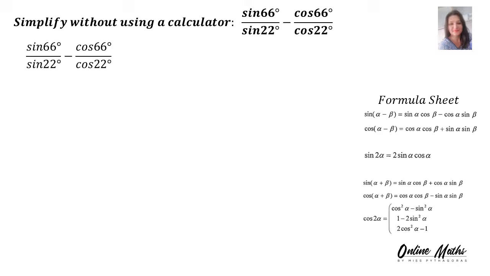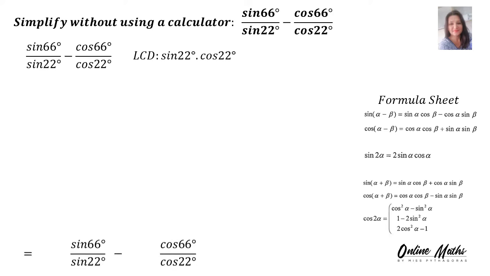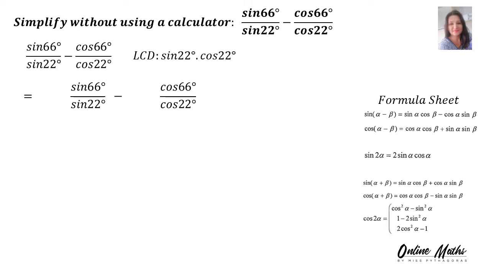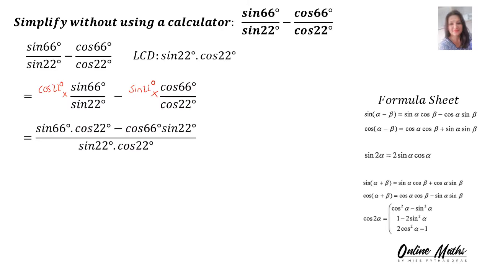Simplify without using a calculator. Sin 66 over sin 22 degrees minus cos 66 over cos 22. Here you will find the LCD, and the LCD is sin 22 cos 22. To go back, on the first term you will multiply by cos 22, and the second one you will multiply by sin 22, and then on top of the LCD.